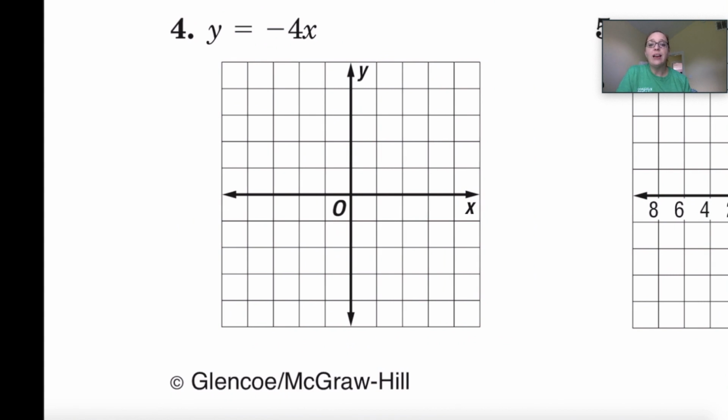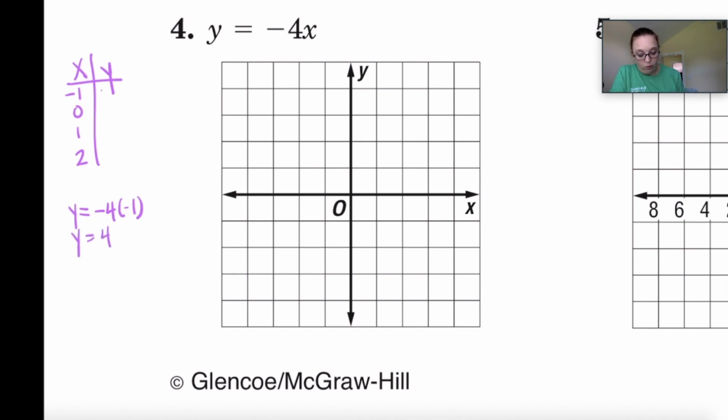So we've got y equals negative 4x. So again, I'm going to make a table over here on the side, just like I did before. And the 4 values for x I'm going to use, I'm going to keep it simple. So I'm going to do negative 1, 0, 1, and 2, just as I did before. So my equation is y equals negative 4x. So if x is negative 1, y would be negative 4 times negative 1, which would be 4. So there's one ordered pair.